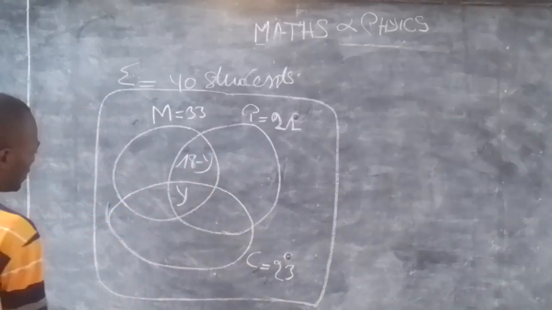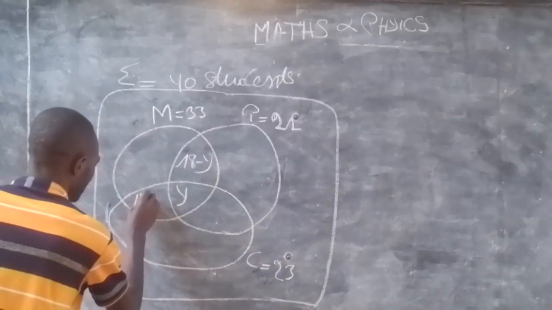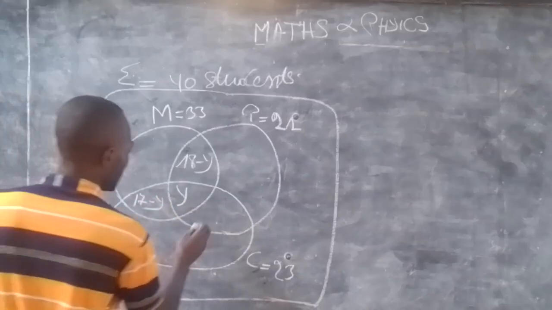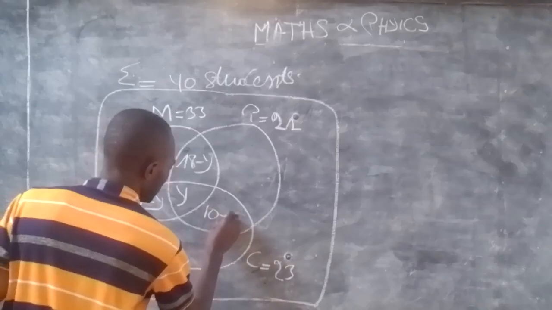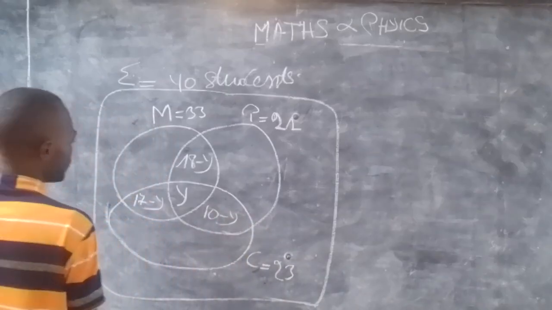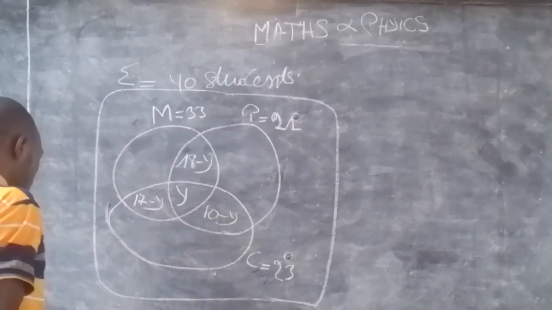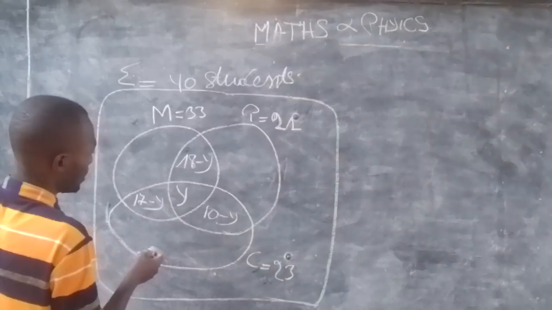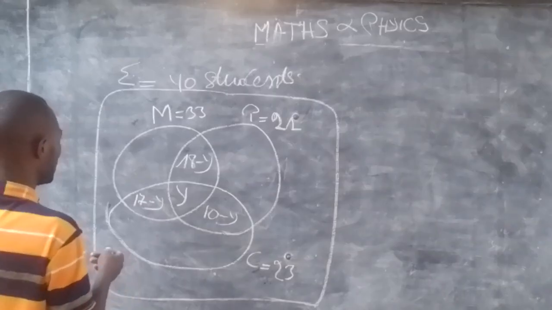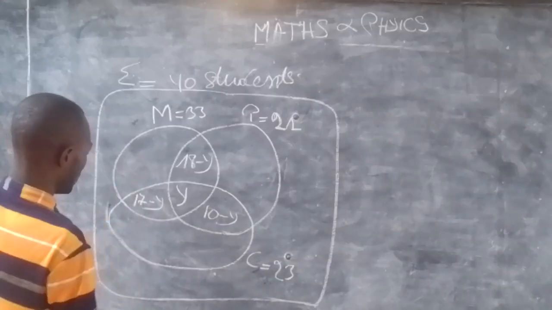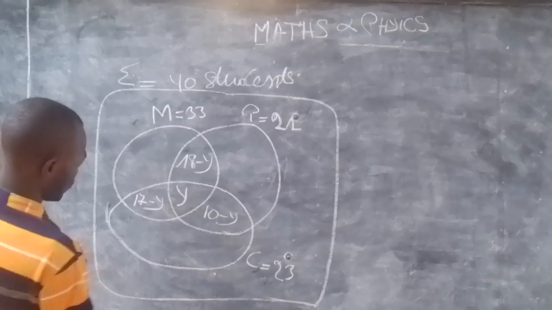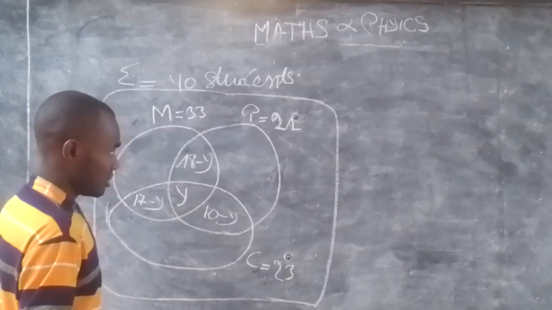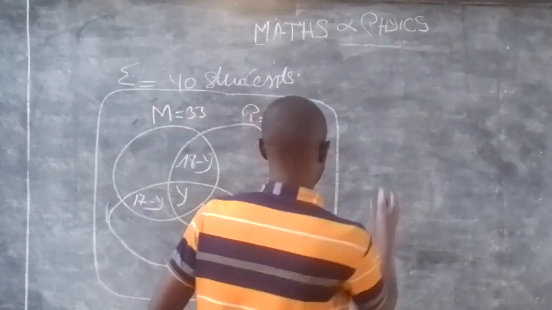Then here we have 18 negative y, here we have 17 negative y, and here we have 10 negative y. Let's find, by using equations, the number who participates in mathematics only. So let's see how we can represent that information here.